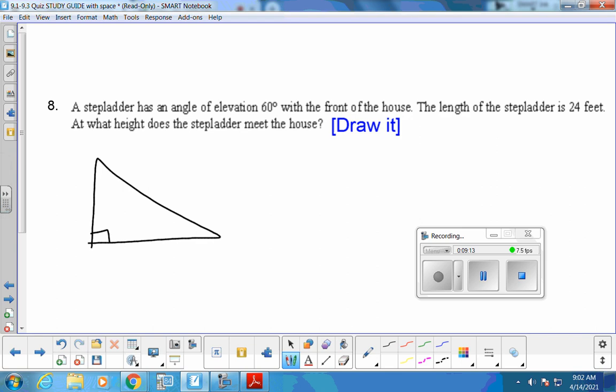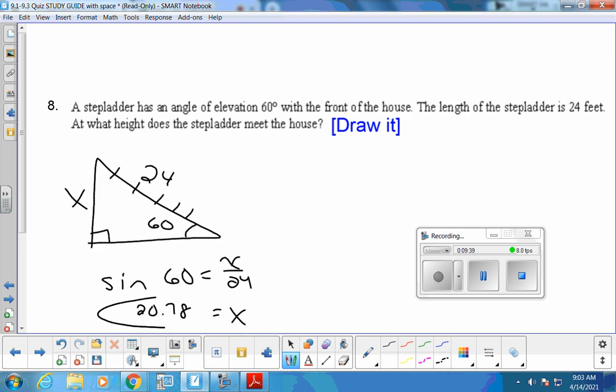The ladder part itself is going to be your 24. The angle of elevation is here. That's going to be 60. And we want the height on the house. So they're using sine, hopefully. Yep, all my neighbors are using sine. Sine 60 is x over 24. Multiply both sides by 24. 24 times sine 60. See if I got the answer my neighbors got. 20.78. Yep.